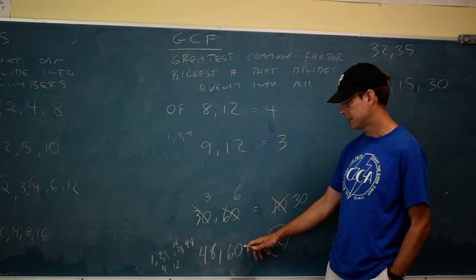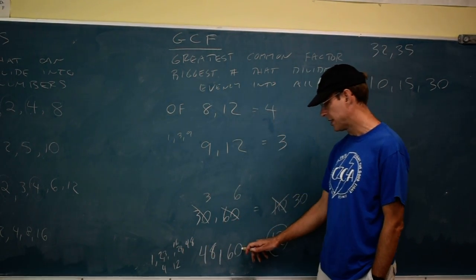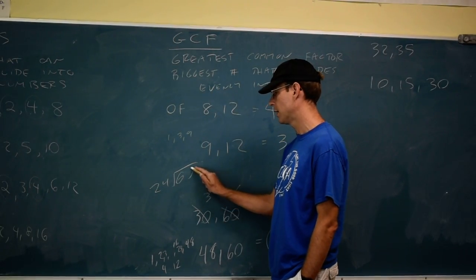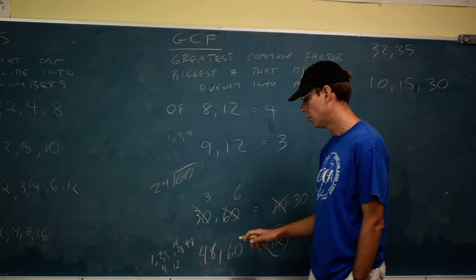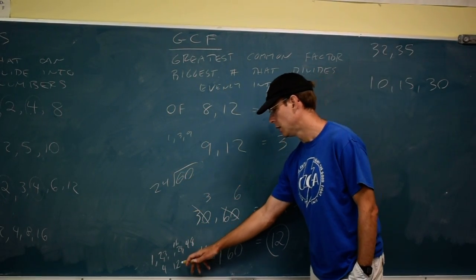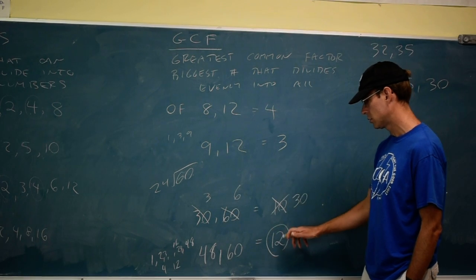48 can't go into 60. 24 won't evenly go into 60. You can divide that to try it. 24 into 60, no, it won't go. 16 into 60, you can try it. It won't go. 12 into 60 will go, so 12 is your hit.